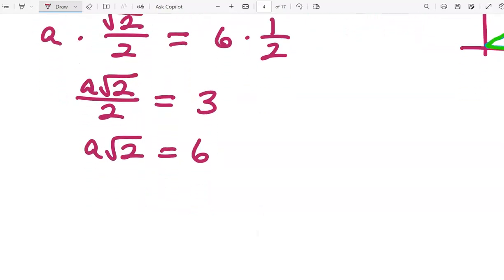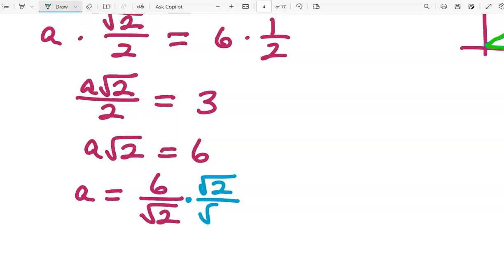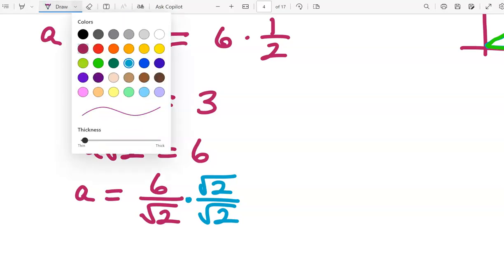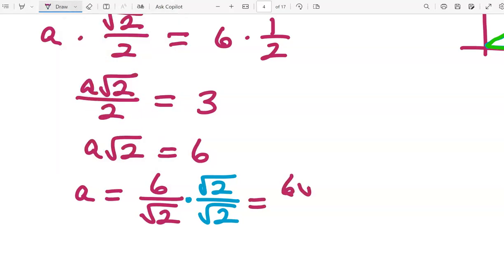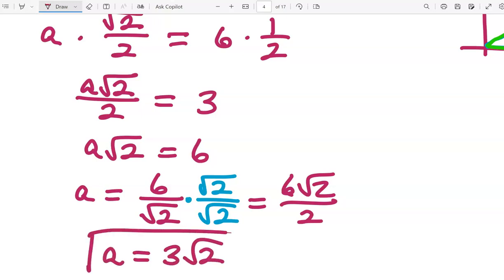And now we need to undo that multiplication by the square root of 2. So a is 6 divided by the square root of 2, which can be and should be rationalized. That is, we're going to rationalize the denominator, make the denominator a whole number. And that'll give us 6 times the square root of 2 divided by 2, which simplifies to 3 times the square root of 2.